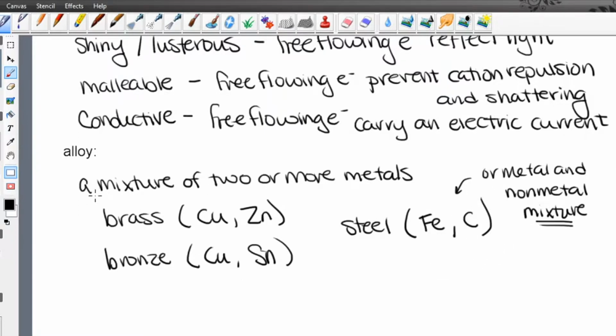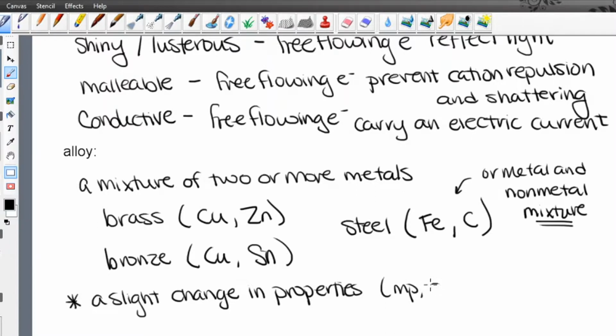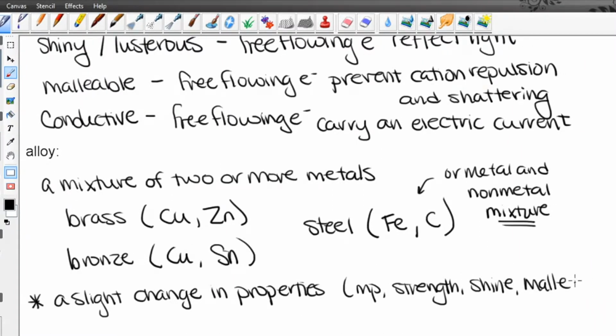Okay, now the reason why we would have mixtures of two or more metals is to get a slight change in properties. A change in melting point, strength, shine, malleability. Maybe you're doing it just for cost purposes. You want to mix together a more expensive metal with a cheaper metal. Lots of reasons to make different alloys.